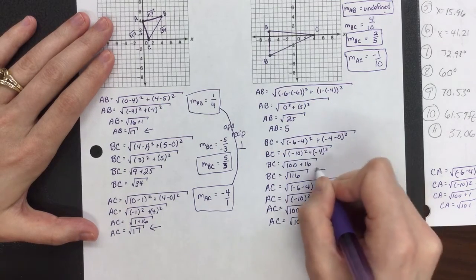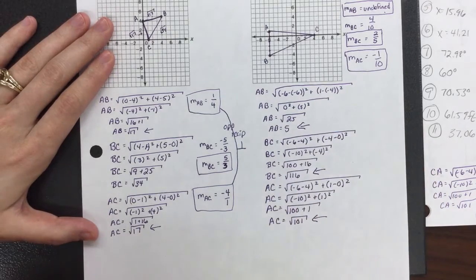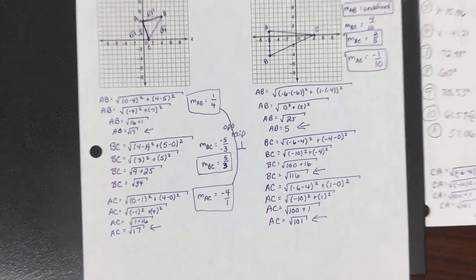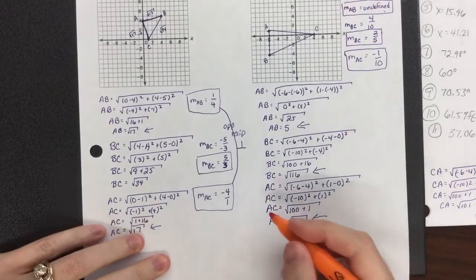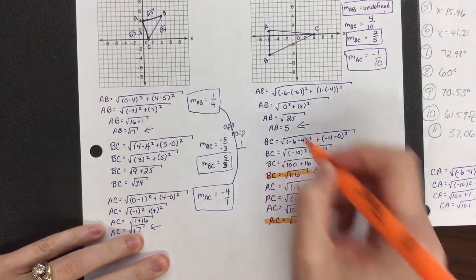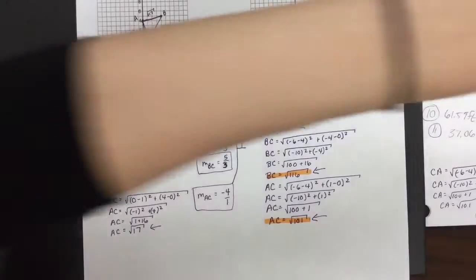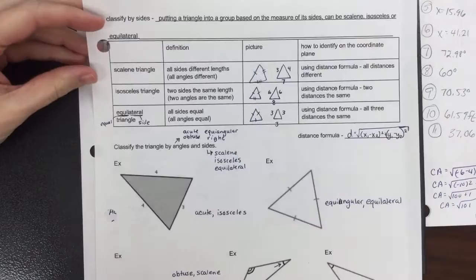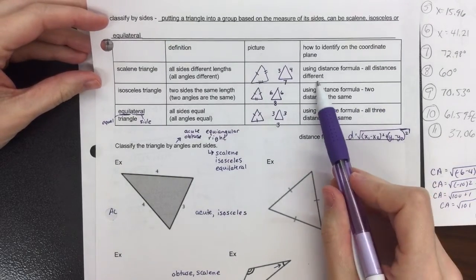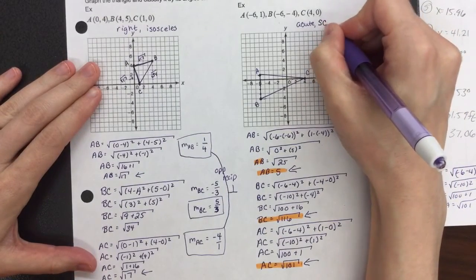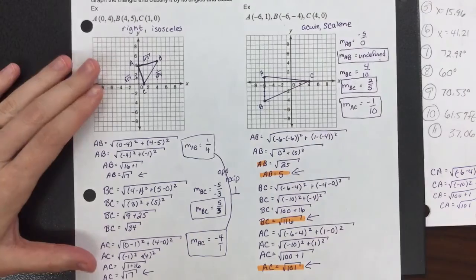So if we're looking at our side measures, we've got AB equal to 5, BC is equal to the square root of 116, and AC is equal to the square root of 101. So these are the lengths we're focusing on right there. And if we look, none of them are the same. So that's our angles. Here's our sides. So all distances are different, and that qualifies as a scalene triangle. So we have an acute scalene triangle.